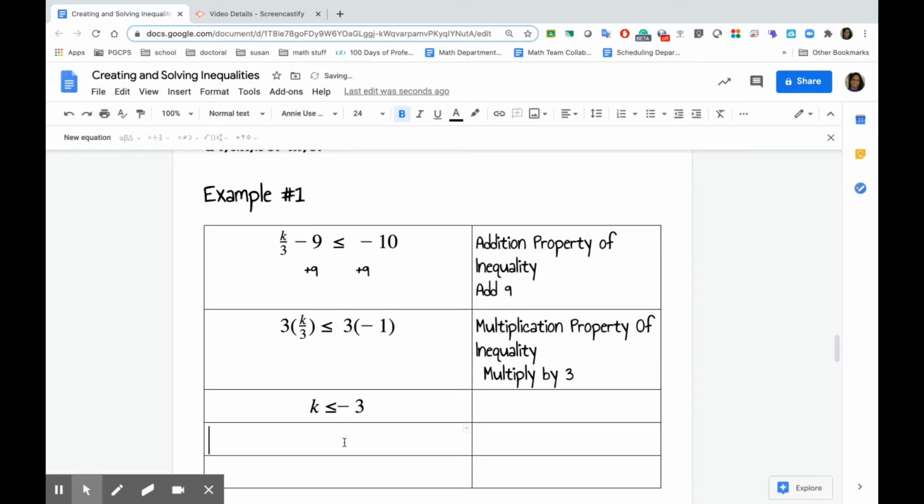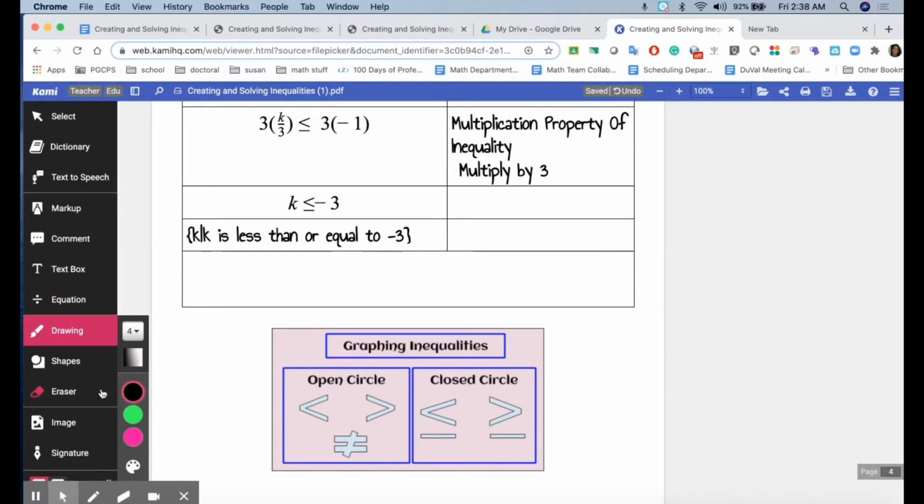So using set notation, we can say that the solution will be the set of K such that K is less than or equal to negative 3. Now let's graph our solution. So let's draw a horizontal line first. And again, our answer is K is less than or equal to negative 3.